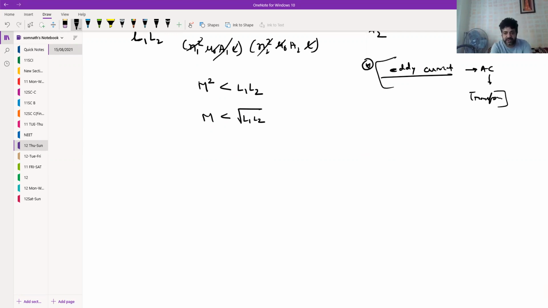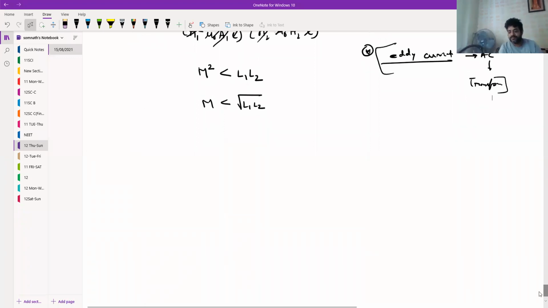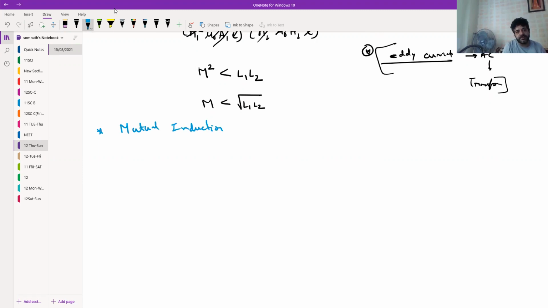Okay, one or two small basic things are left, so I show you that. First of all, mutual induction also depends on orientation.